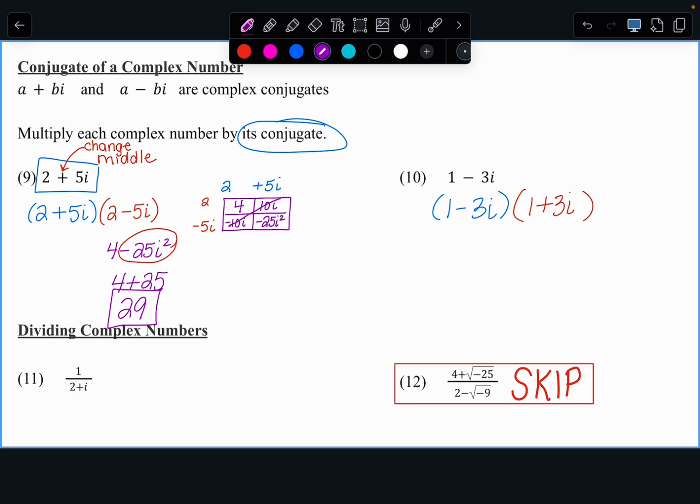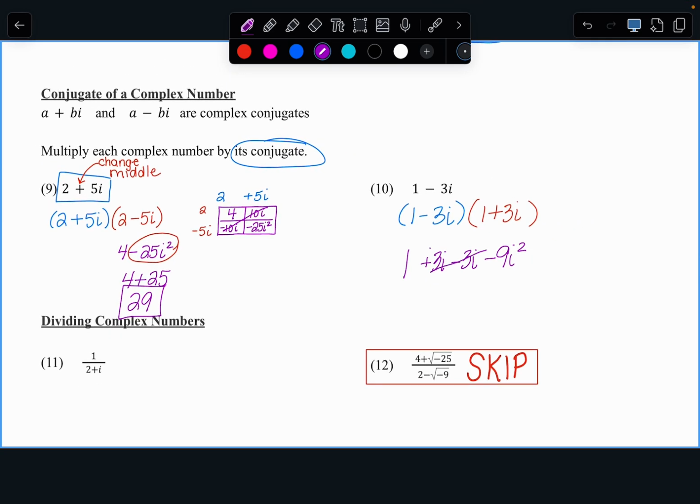Because when I multiply this, I get 1. I get a plus 3i and a minus 3i and a negative 9i squared. Anybody want to see the box and where I got those from? Anybody? Are you sure? Okay. And these two cancel. And i squared means change that sign. So this is just 10. Do you see how it comes back to be a real number? Okay.